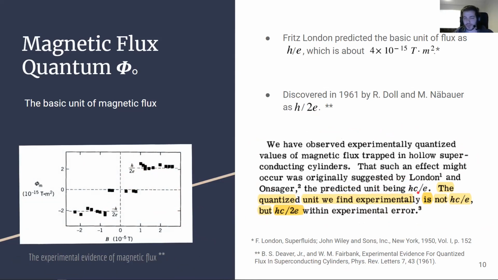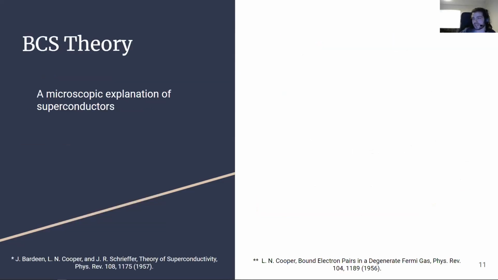So there is an interesting reason the charge of the superconducting carrier is 2e rather than e. To understand that, we will talk about the BCS theory, which is the first successful microscopic explanation of how superconductors work. This was proposed in 1957, which historically is a really long time after the discovery of superconductivity in 1911.